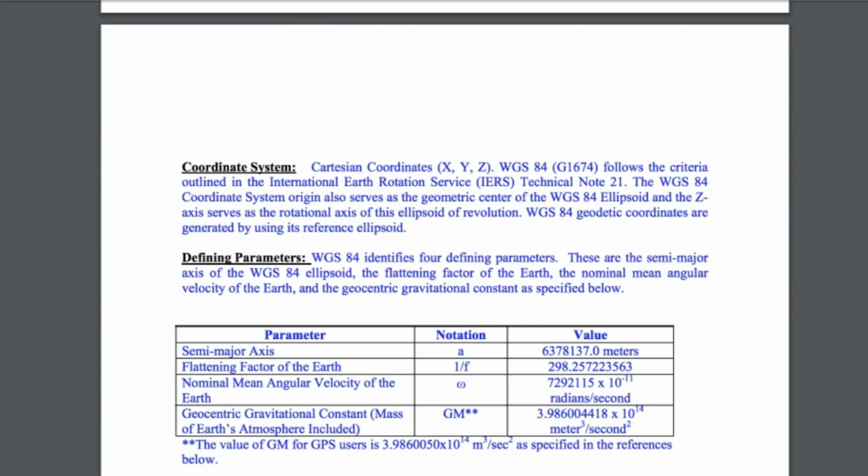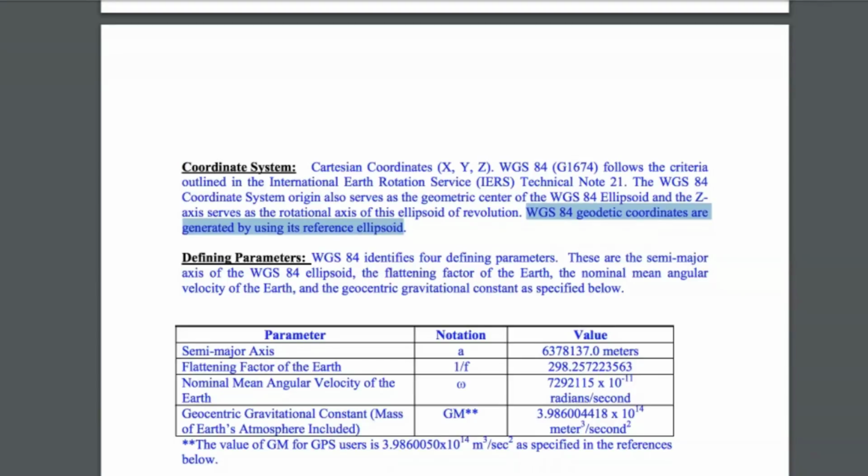Generated by using... okay, here's where it gets interesting. The WGS84 geodetic coordinates are generated. So generated, right? They're not actually anything, but they're generated by using its reference. This is a reference, fictional reference, ellipsoid.